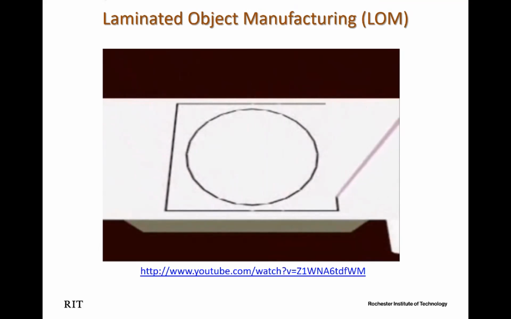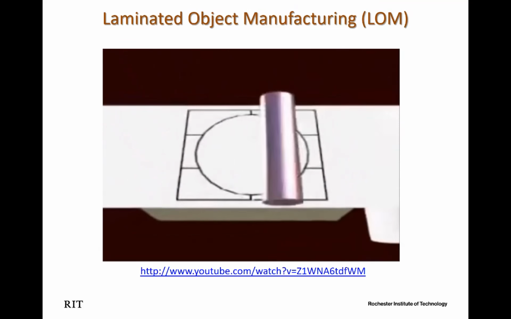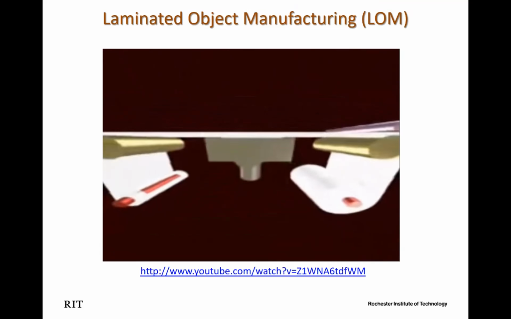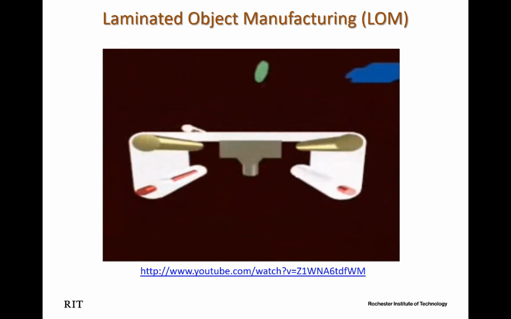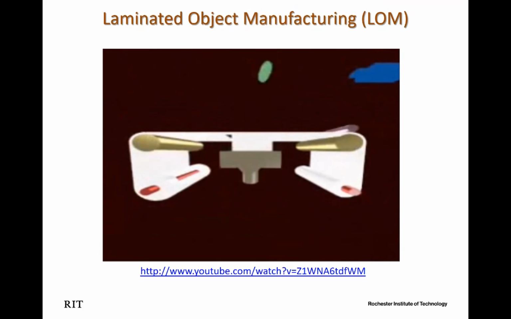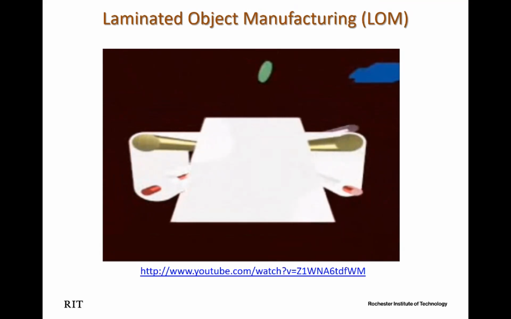See, this is the way to... This is how you cut the contour, right? And it is heated up until the polyethylene is melted, and then one layer is attached to the previous one. And it turns out you have the whole object printed.